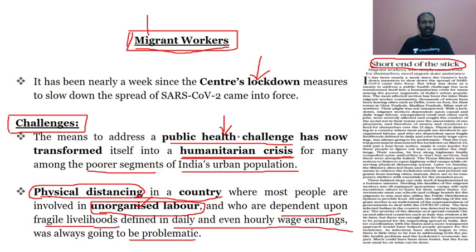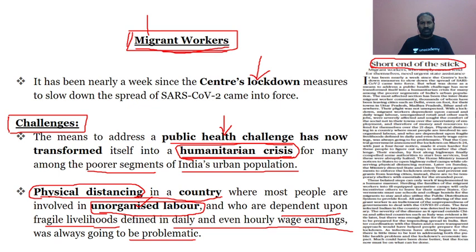So we have looked at the migrant workers. We have focused on the migrant workers, what is going on now, and linked it with the humanitarian crisis. This is very important, the way we have linked it to the humanitarian crisis, because these kinds of questions can pop up in the prelims analytical questions and also in the mains, where there is a possibility of the migrant workers being linked with the humanitarian crisis.